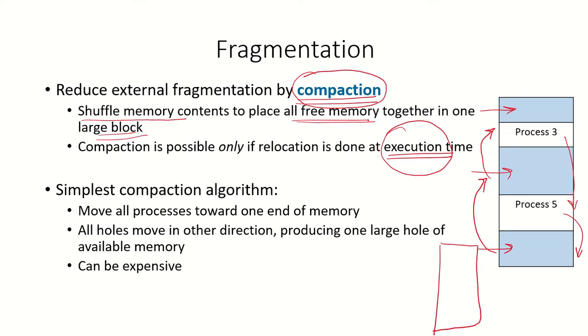So at the end of compaction, we will have one large hole, and all the processes will come on one side and all the holes will come on the other side, and this will lead to one large hole which can be used for the requesting processes. So the simplest compaction algorithm is to move all processes towards one end of the memory and all holes move in the other direction. But this is an expensive solution because it requires that after every period of time, a compaction algorithm must run to move and shuffle all the memory holes on one side.